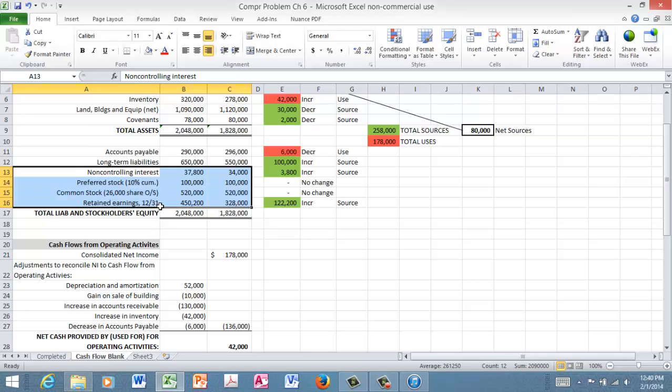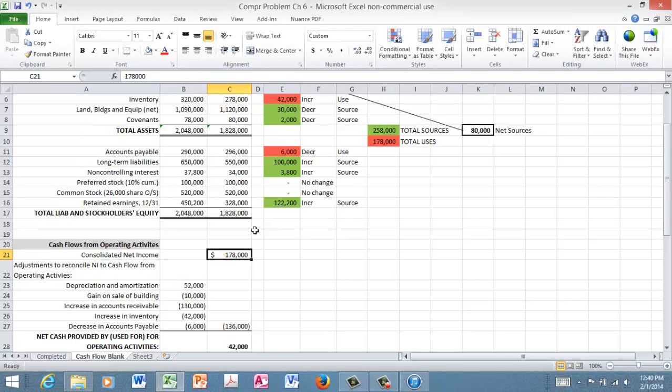But as you remember, the other cause of this change in retained earnings here of $122,000, well, a big piece of that was the consolidated net income, that $178,000. So I know if I had that much net income and my retained earnings only increased by $122,200, then what do I assume happened? Well, one of the things certainly is going to be the payment of dividends.